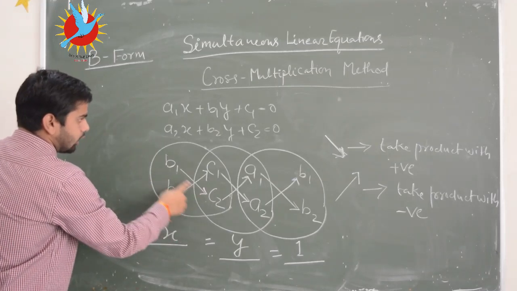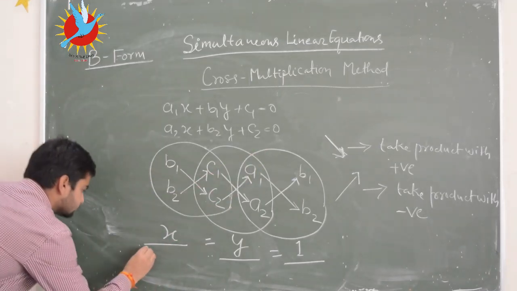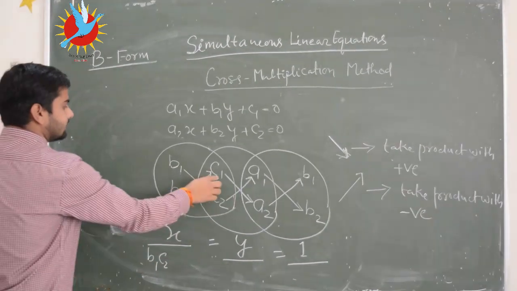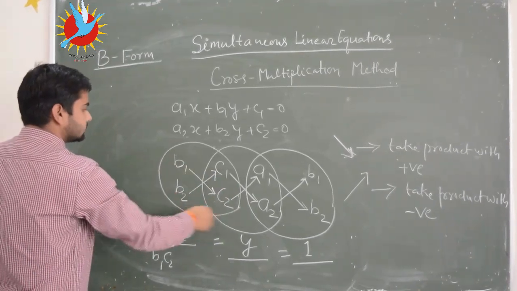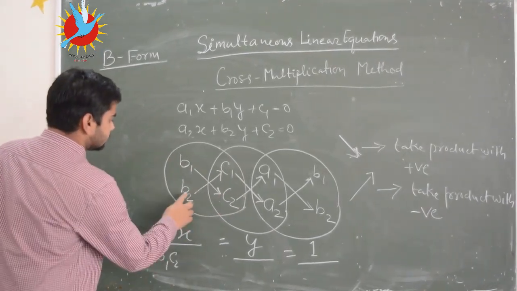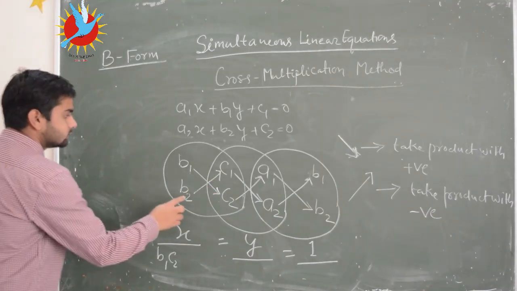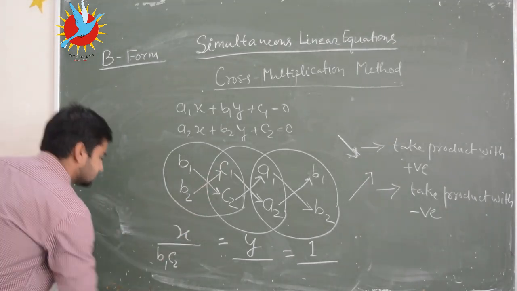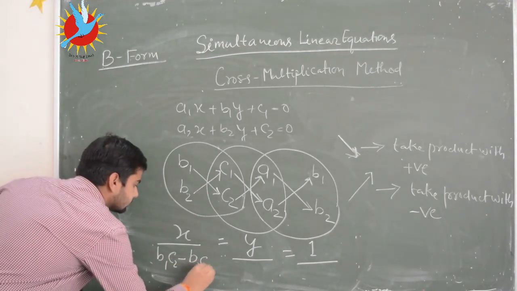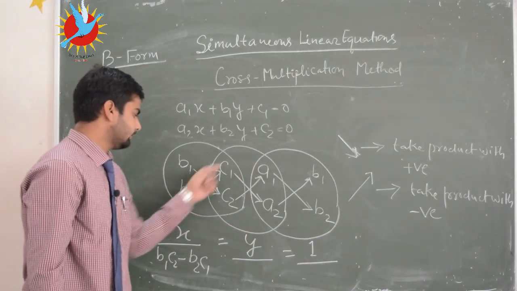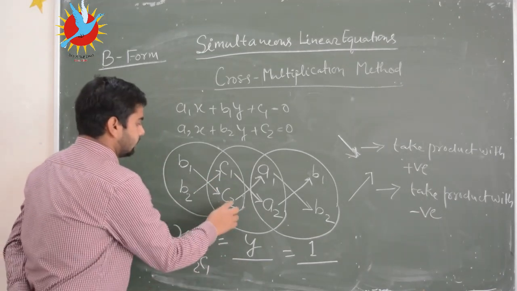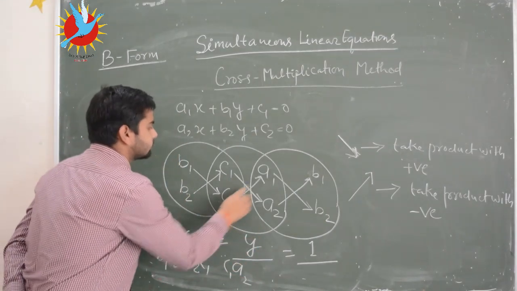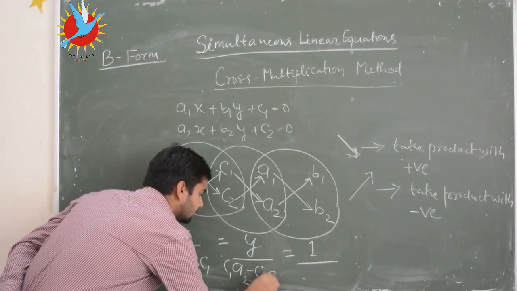b1 c2, and the downward product we have to take with positive sign, so this b1 c2 will be plus. Okay, and this b2 and c1, we have another product in this first pair, so that is b2 c1, and this is in upward arrow, so we have to take this as negative, so we will take b2 c1. Here from the second pair we will take y as the product between this c1 and a2 as positive, and this product c2 a1 as negative.